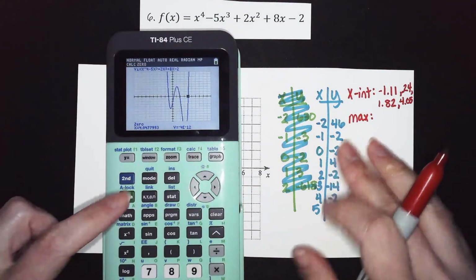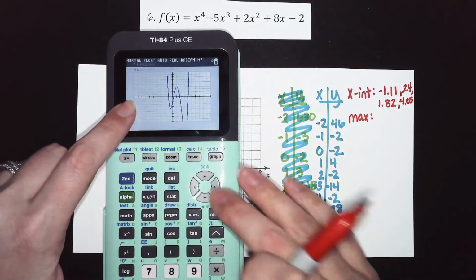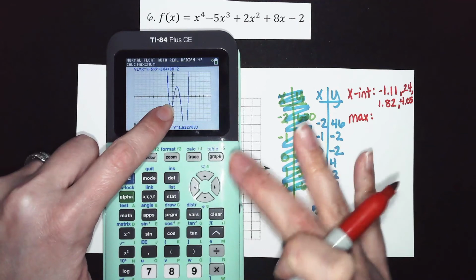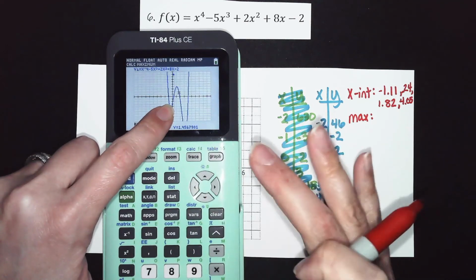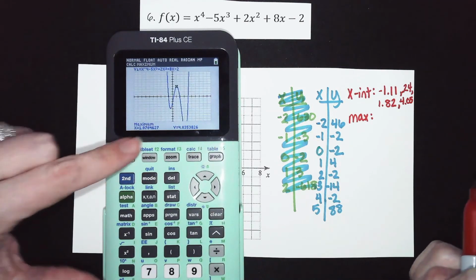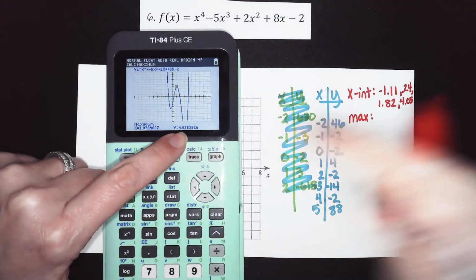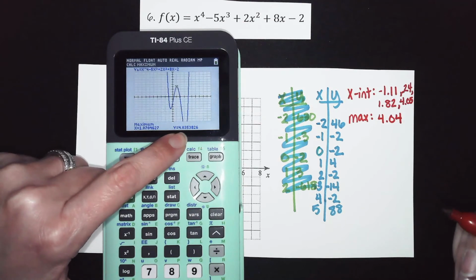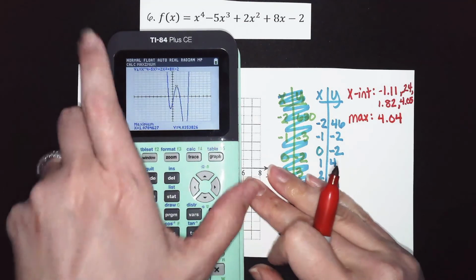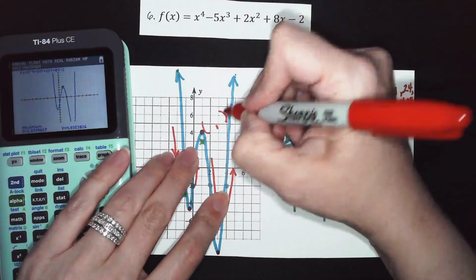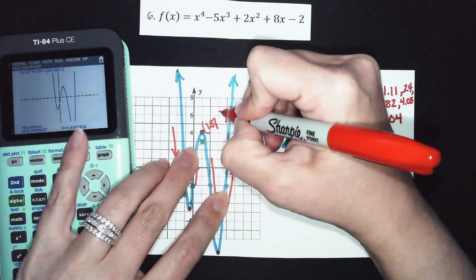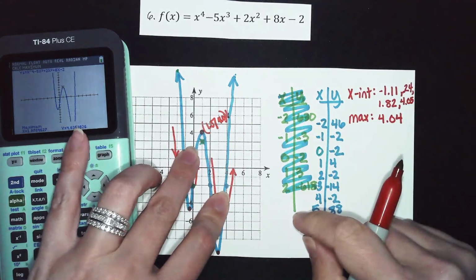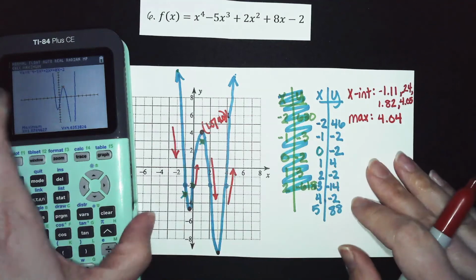So let's have the calculator tell me what it is by going to max. I need to be on the left side of that mountain. Push enter, and then I need to be on the right side of that mountain. Push enter twice. And it tells me the max value is always the y value. So if we round this, it's 4.04. But we do need that x value, so I'm going to write it over here. It's 1.07. The y value was 4.04.